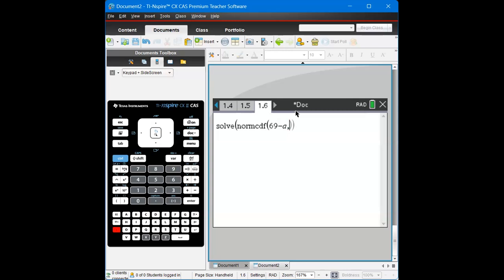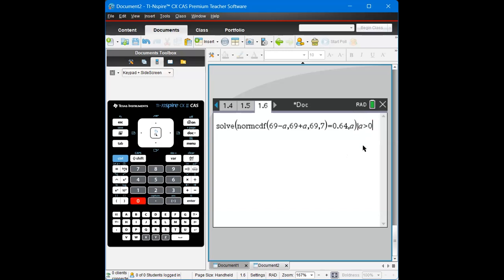69 minus A, comma 69 plus A, comma 69, comma 7. In this command, we are actually pretending A is a known value. So we are pretending we are looking for a norm CDF probability and forcing it equal to 0.64, comma A. We are solving for this unknown A.